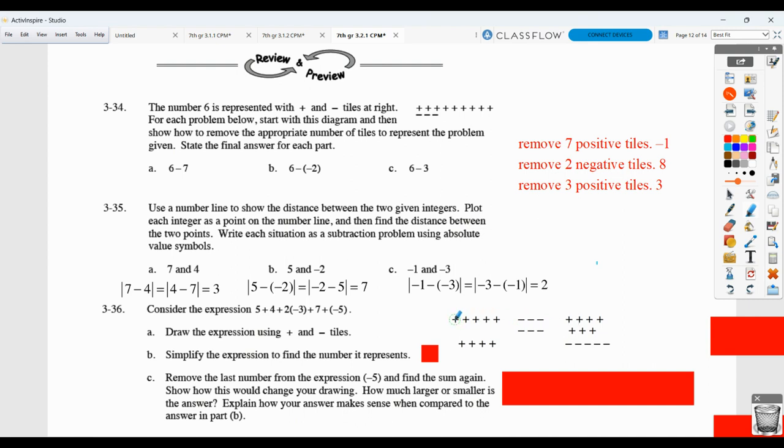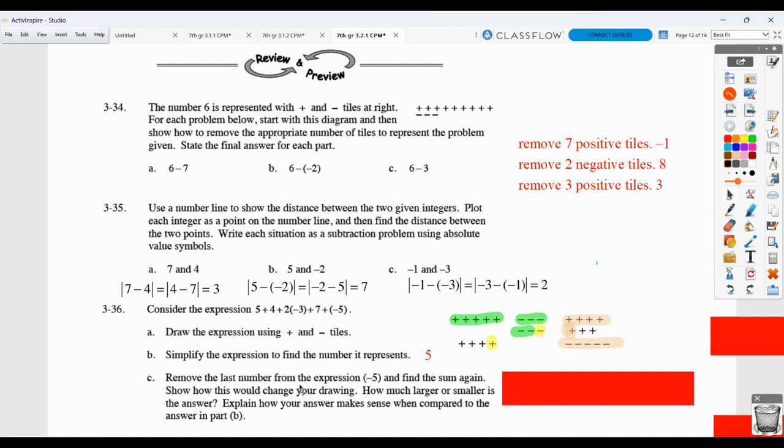So, these 5 positives could simplify with 5 of the negatives here. We could simplify a positive here with a negative here. We could simplify, let's see, we've got 5 negatives here, so we can simplify with 5 of the positives. So what are we left with? Well, we're left with 3 positives here and 2 positives here. So a total value of 5. And again, you could draw yours any way you wish as long as it shows that.